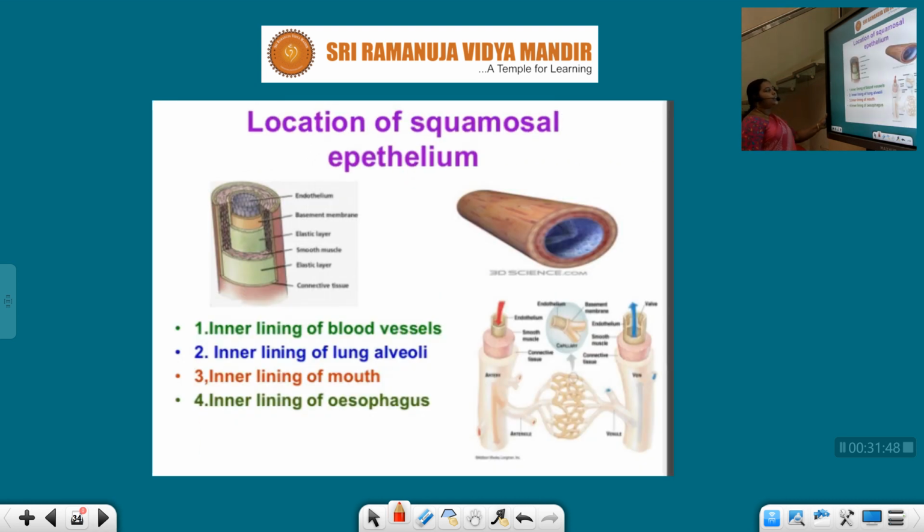Location of the squamous epithelium. Mostly this squamous epithelium is present in the inner linings of the blood vessels, inner linings of the alveoli, stomach, mouth and esophagus.